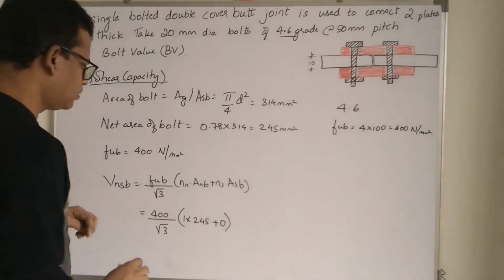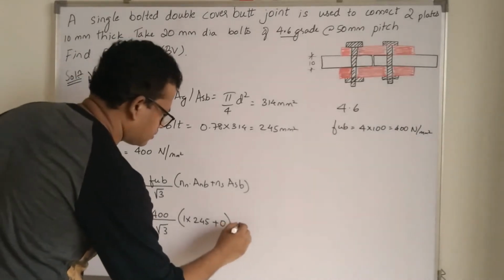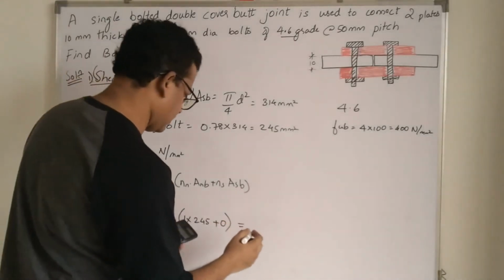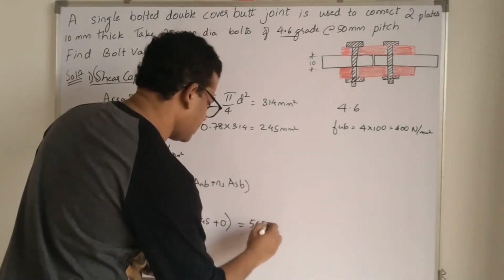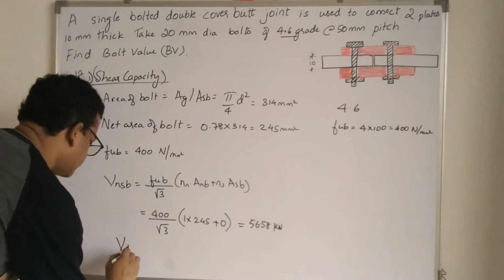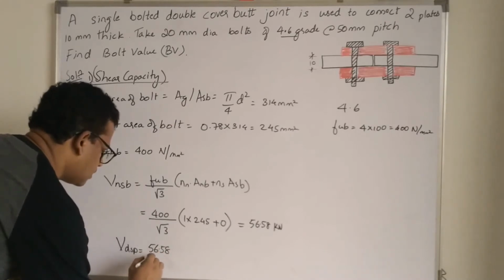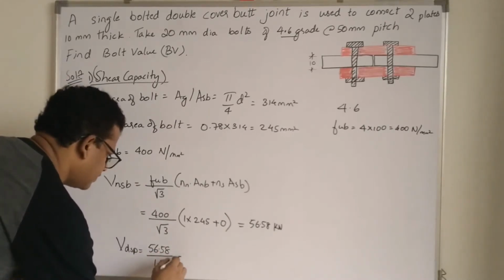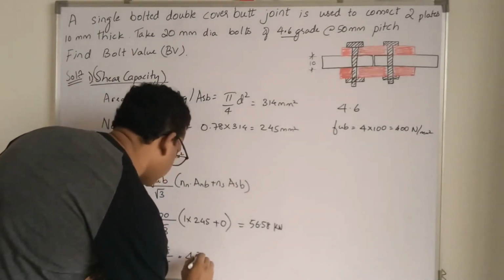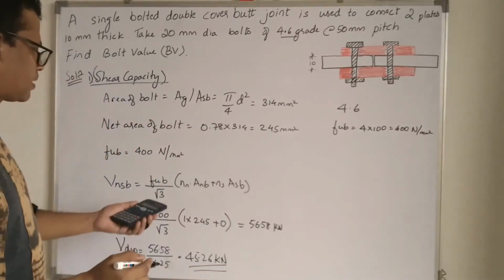Now I have done this much. I will calculate the value. The value calculated is 56.58 kilonewtons. And VDSB I will write. VDSB is 56.58 divided by 1.25, which is 45.26 kilonewtons. So this value which I am getting is a single shear capacity.